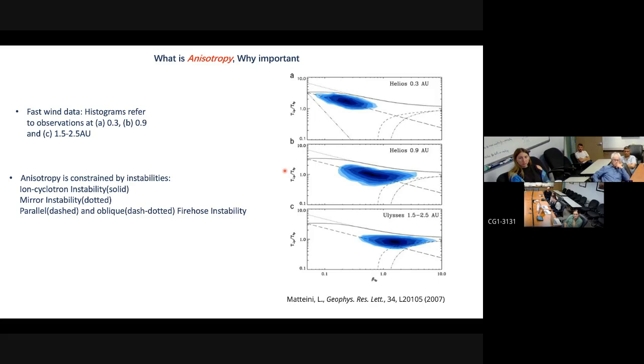The dotted lines show the threshold of mirror instability, which is similar to the ion cyclotron instability in that it happens when the perpendicular pressure is much larger than the parallel pressure. And the dashed line here shows the threshold of fire hose instability. And fire hose instability happens when the parallel pressure is much larger than the perpendicular pressure.